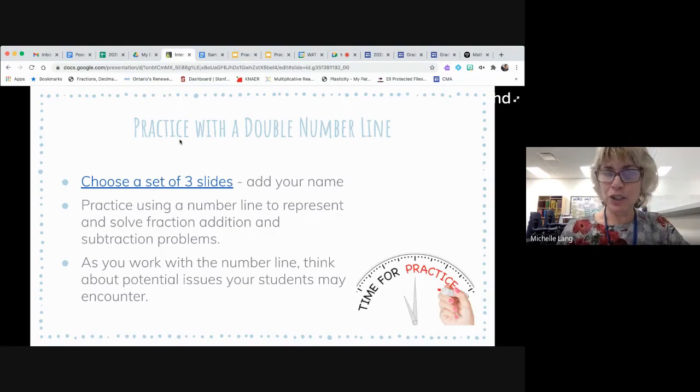Once again, I'm going to give you a chance to practice. So this is a separate slide deck, same idea, a set of 3 slides, choose a set, add your name. The other thing I want you to be thinking about here is what potential issues might your students encounter. So as you're trying to solve on the 2 slides, what potential issues might your students encounter?